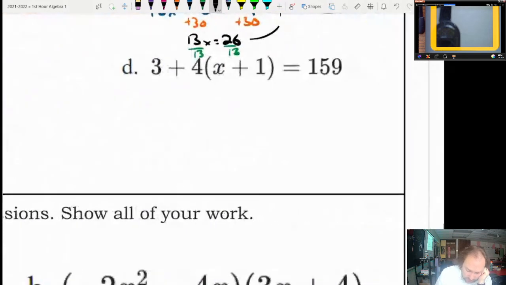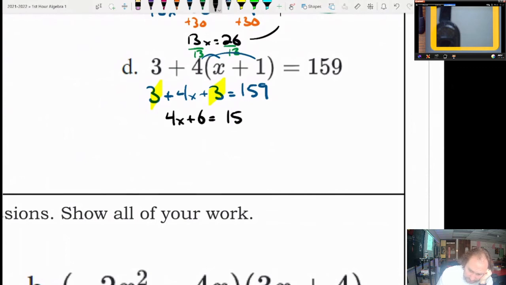And question D, let's do the distribution first. You got to do 4 times x and 4 times 1. So it's 3 plus 4x plus 3 equals 159. We can combine together our 3's to make 6, so we'll have 4x plus 6 equals 159. And if we subtract the 6, we get 4x equals 153.